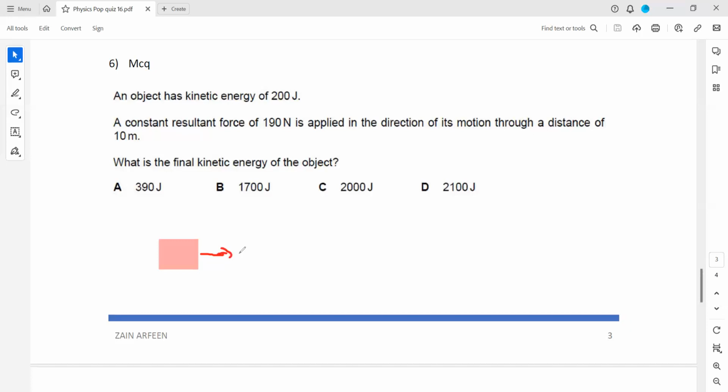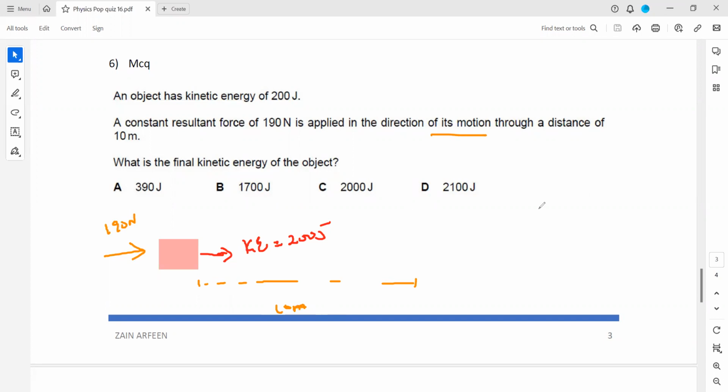So they mentioned an object is moving and it has a kinetic energy of 200 joules. And then a resultant force is applied in the direction of the motion. So if the object is moving towards the right, we also apply a force towards the right, a force of 190 Newton. And for how much distance is it applied? For 10 meters.